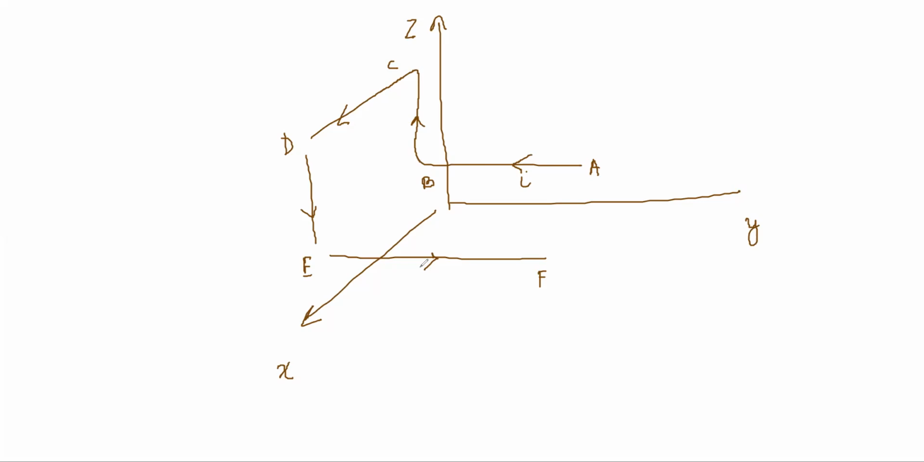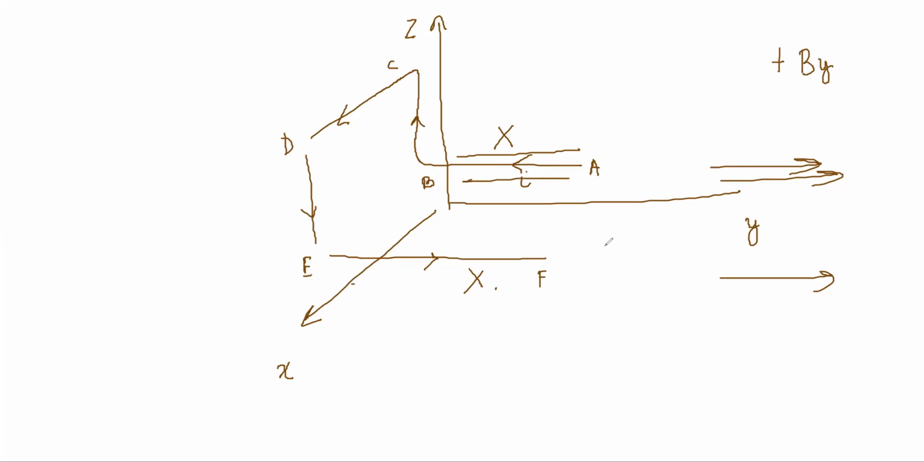Field is parallel to the y direction, plus y. So field is in the plus y direction, this direction. So two sections are immediately cancelled. No force on EF and no force on AB, because dL cross B will be 0.